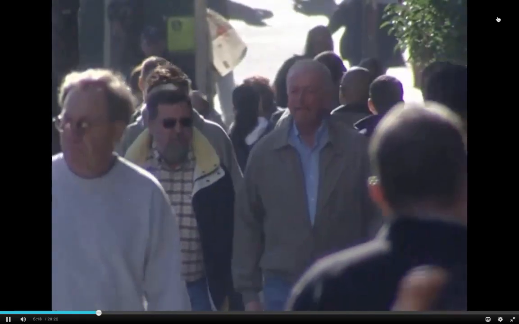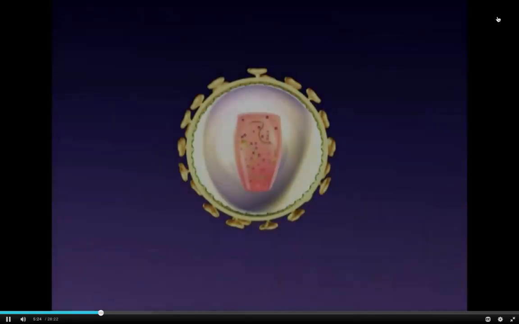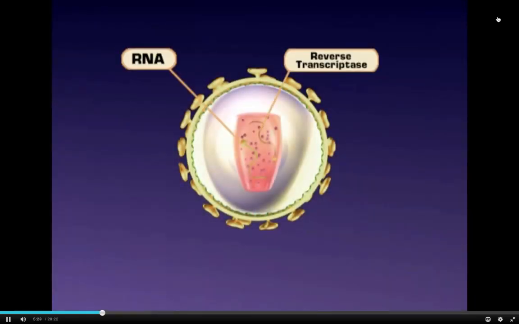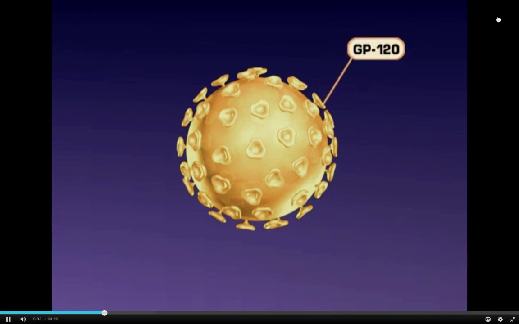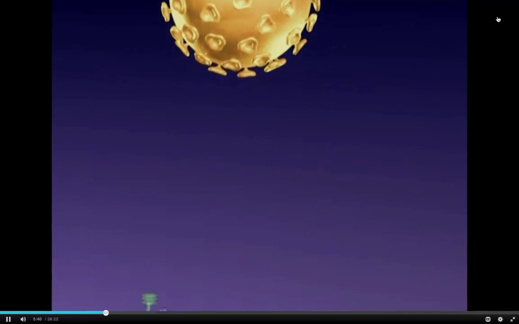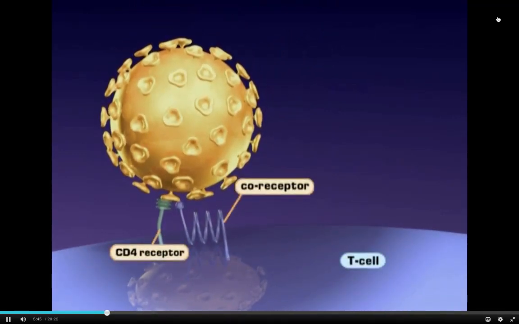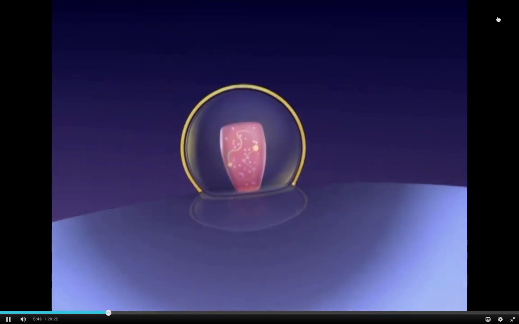With a powerful immune system fighting off disease, why can't the human body control HIV? HIV is a sphere-shaped retrovirus containing RNA and the enzyme reverse transcriptase. The surface of the virus is covered with peg-like projections of the protein GP120. When HIV encounters a T cell, the GP molecules bind with the CD4 receptor and co-receptor. The membrane of the virus and the cell fuse, and the viral core is released into the cell.